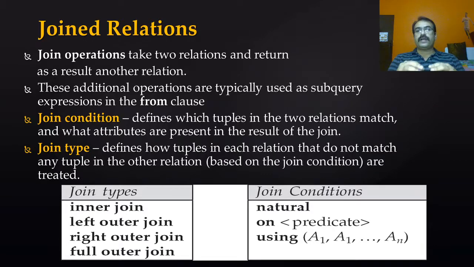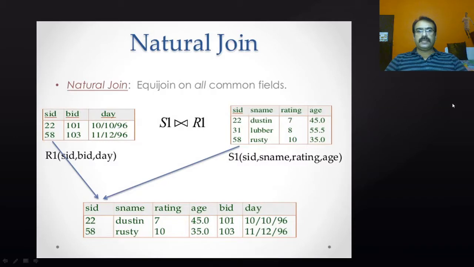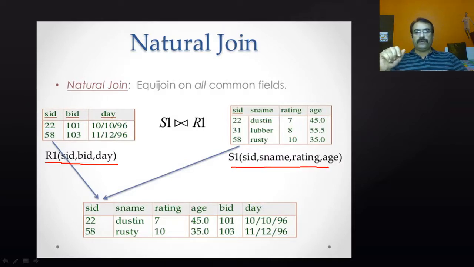It also defines what attributes are present in the result of the join. These two things we are mentioning, and we'll come back to this formal definition once again after seeing the example. Let's see this example. We have one table R1 where we have SID, BID, and day. The same example we took in Cartesian product, if you remember. And the other we have is S1, where SID, S name, rating and age are there.